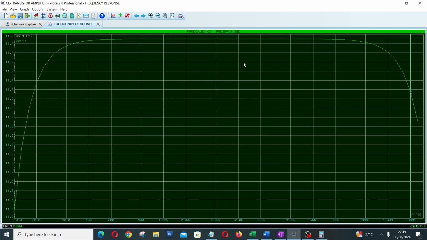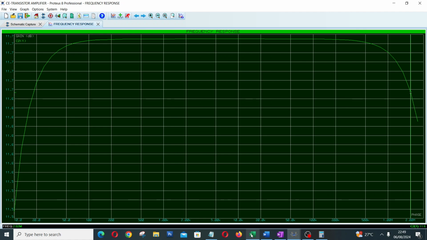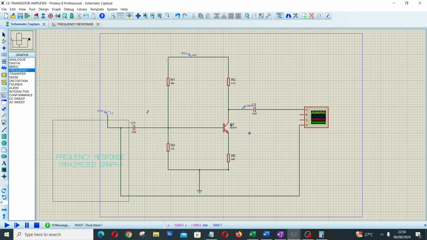So this is the simplest way. There are difficult ways, if you like difficult things and want to go through the difficult part. What we do in the difficult approach is we iterate manually. Let me go back to the schematic.